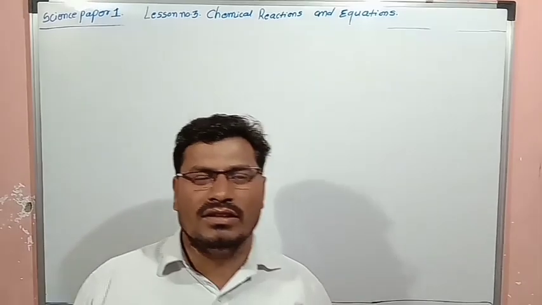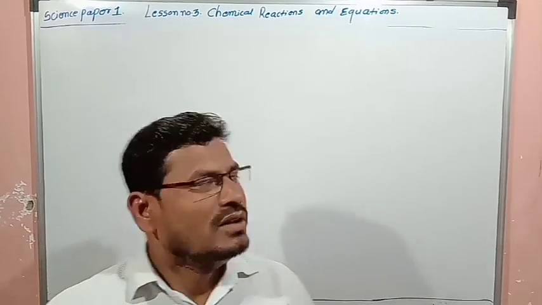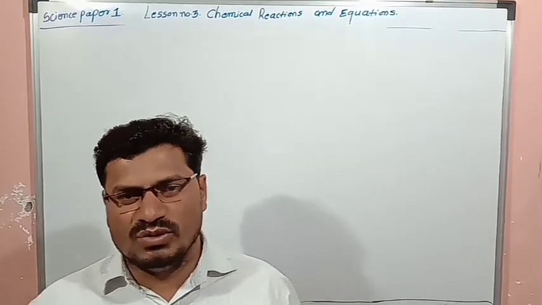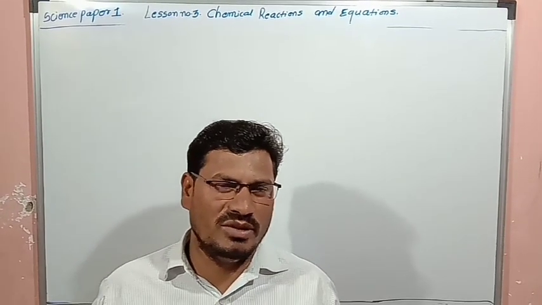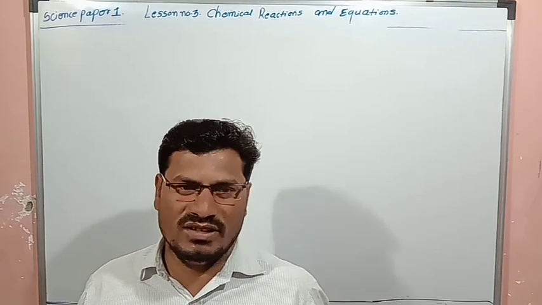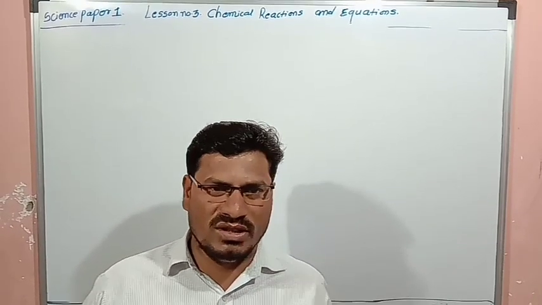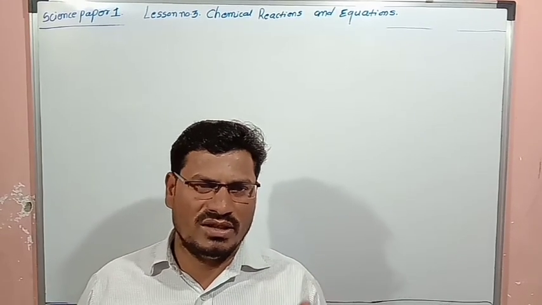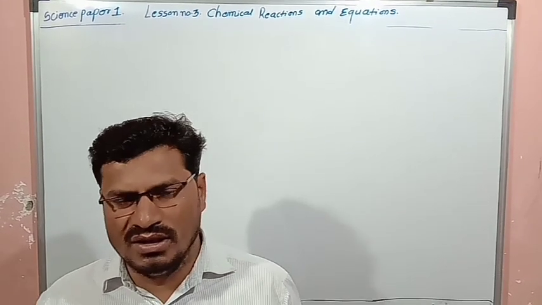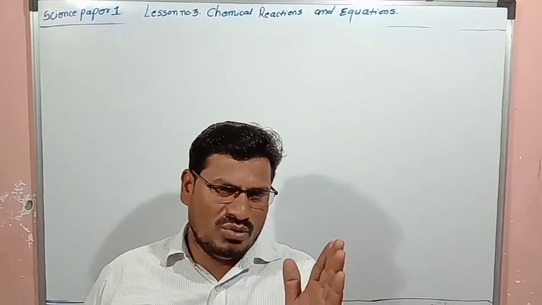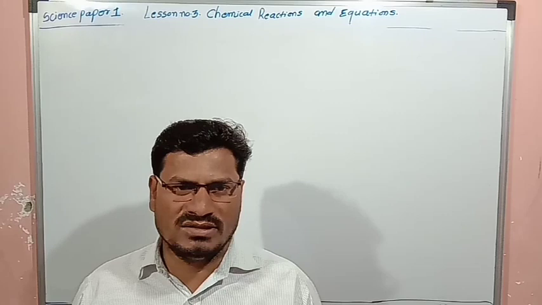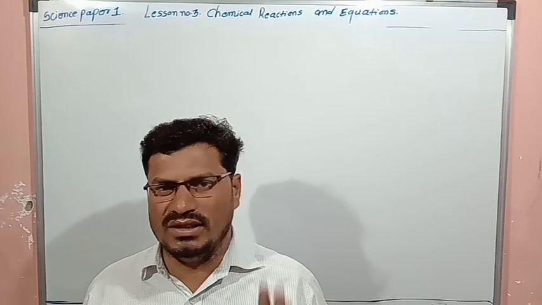Hello students, in the last video we have studied factors affecting the chemical reactions. Which are the factors which are affecting the chemical reaction? In that, 5 factors are there. First one is the nature of the reactant. Second one is the particle size of the reactant. Third one is the concentration of the reactant. Fourth one is the temperature of the reactant, and last one is the catalyst.